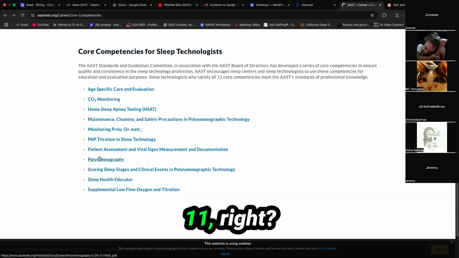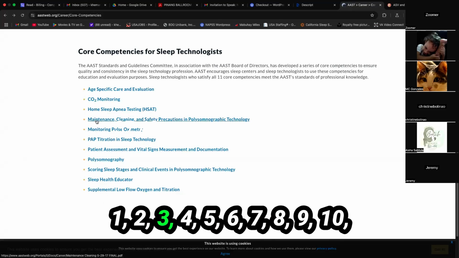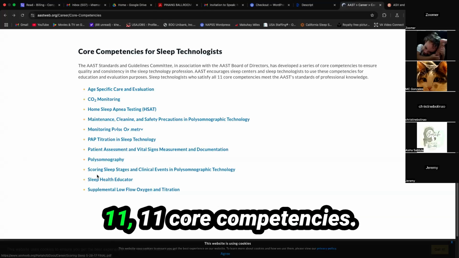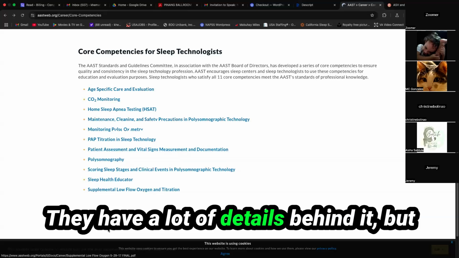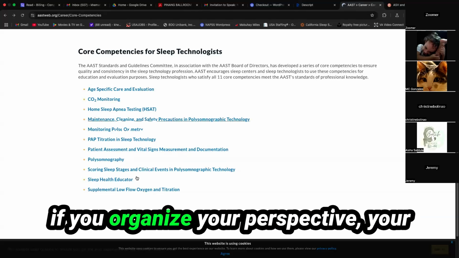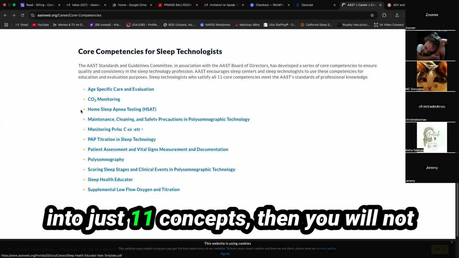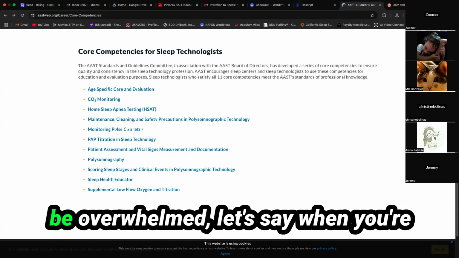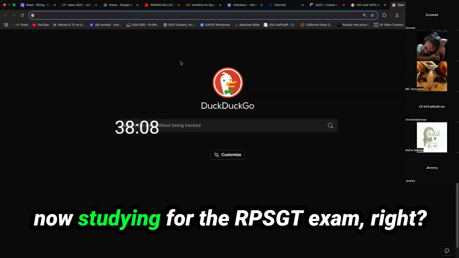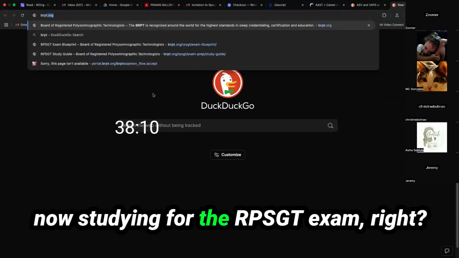How many is this? 11, right? 1, 2, 3, 4, 5, 6, 7, 8, 9, 10, 11. 11 core competencies. They have a lot of details behind it. But if you organize your perspective, your thinking, the way you memorize things into just 11 concepts, then you will not be overwhelmed. Let's say when you're now studying for the RPSGT exam, right?